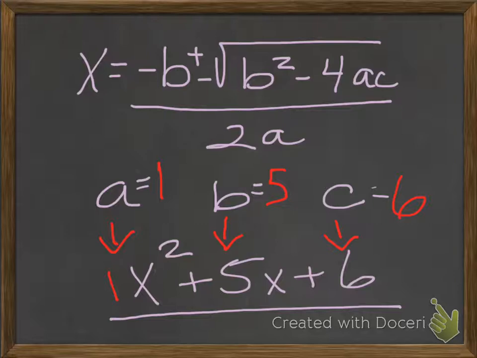And yes, it's really that easy. So what you want to do is plug in those values into the quadratic formula. Everywhere you see an A, you put a 1. So let's do it. Everywhere you see a B, you put a 5.